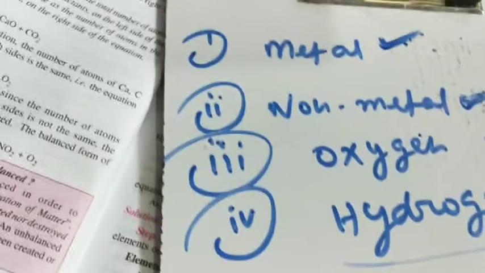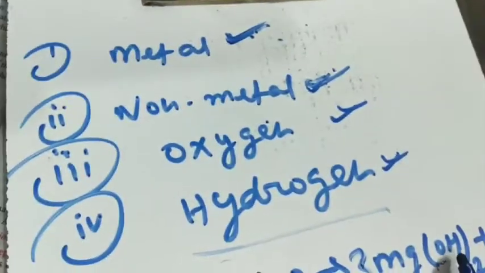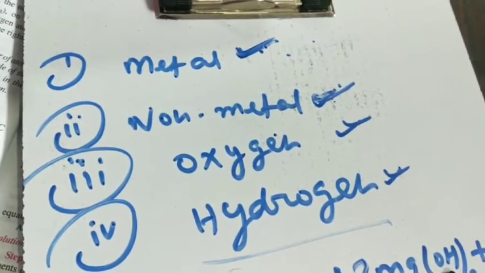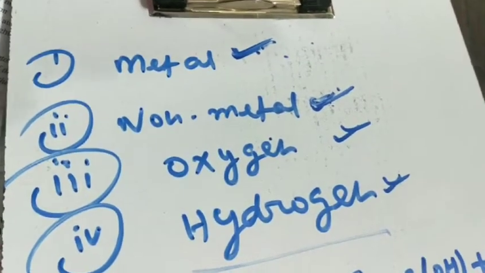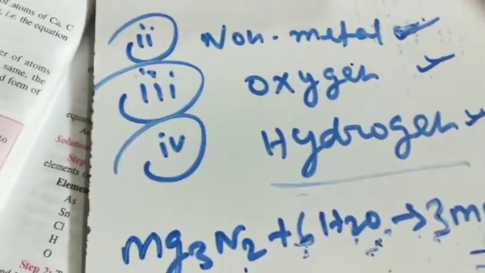Now we come to the next point, that is hydrogen. Here we see 6 oxygen, so 6 times 2 is 12 hydrogen on the left, and on the right only 3 times 2 is 6 hydrogen here, and here 2 is under the bracket and multiplied by 3, that is 6 hydrogen and 6 hydrogen. So the number of hydrogen is also balanced on both sides. Now this equation is completely balanced.